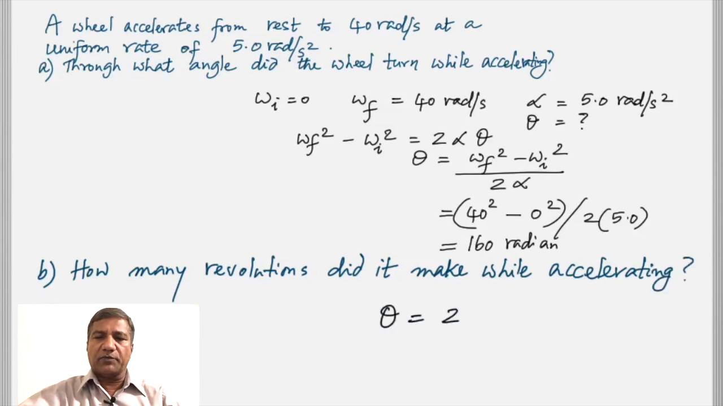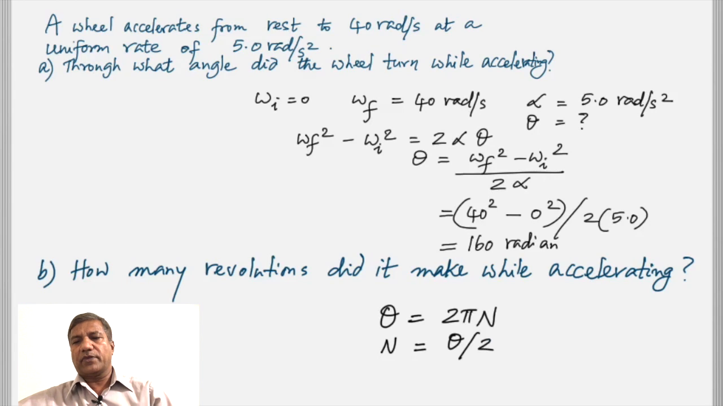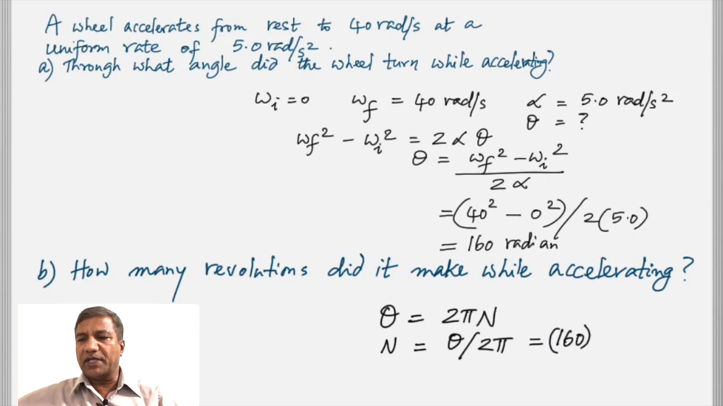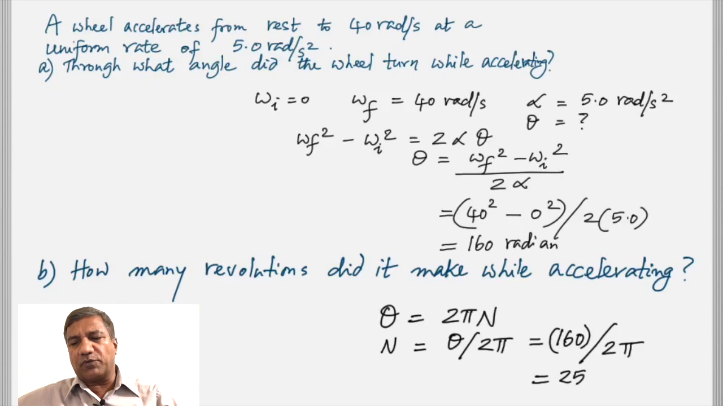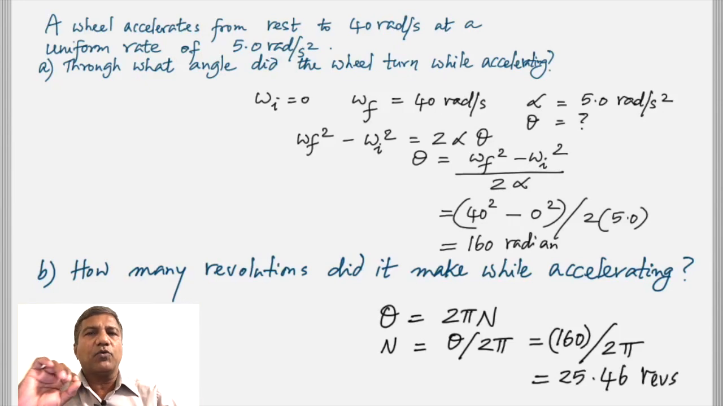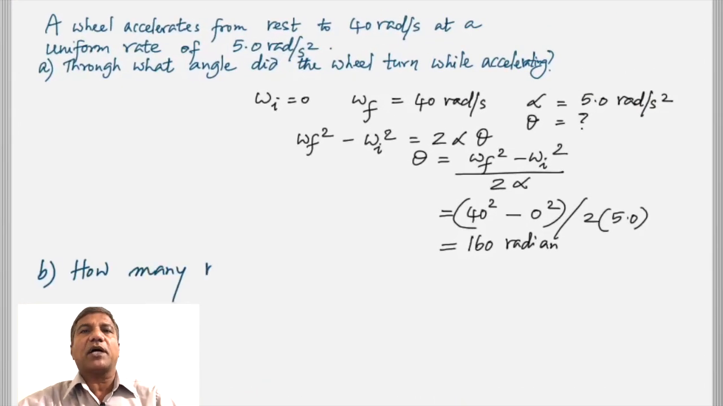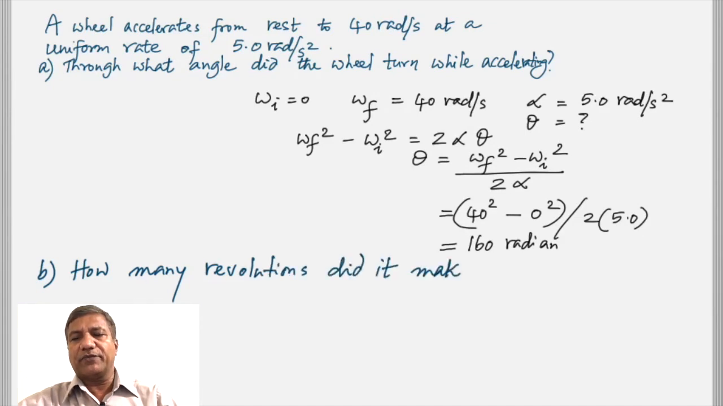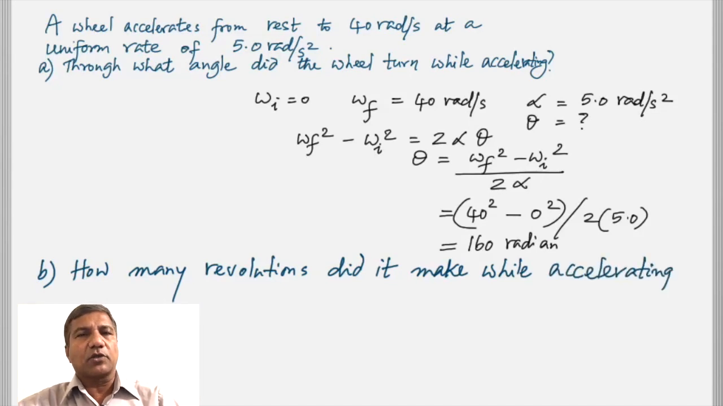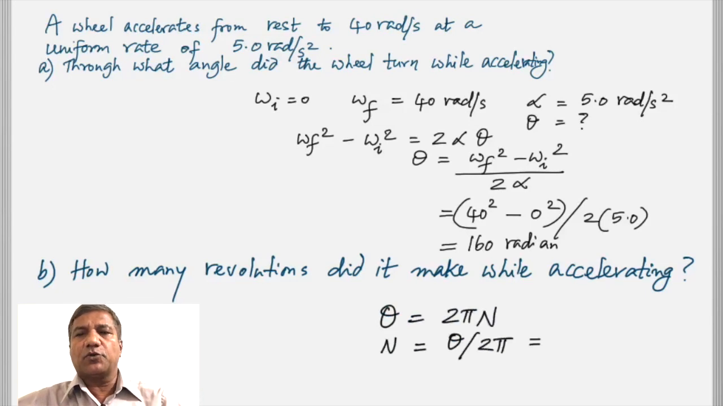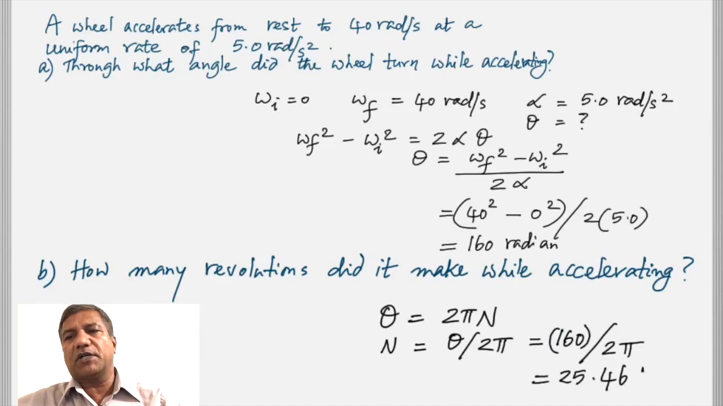So how many revolutions did it make while it was accelerating to make that angle? Now, as before, we know that the angle in one rotation is 2 pi radians. So the total angle theta is given by 2 pi times the total number of rotations. So we can use this formula. Total angle is equal to 2 pi times total number of rotations, because in one rotation the angle made is 2 pi.